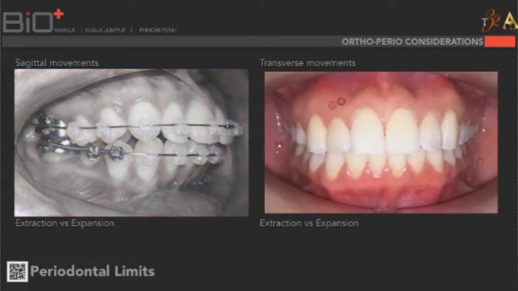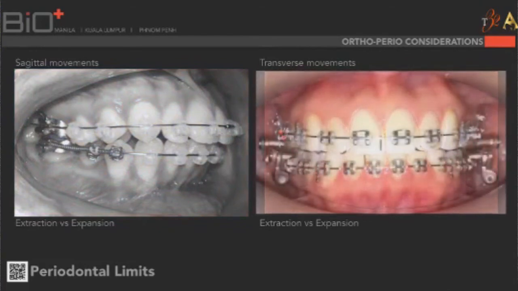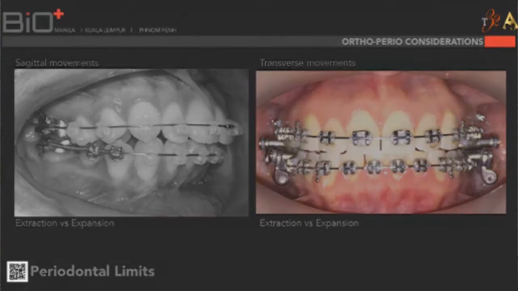Here, okay? So when I move the teeth buccally, see now it occupies that whole bone area on the side. Okay, so we have to check if there's bone and if the bone or the periodontium could accept the movements that we want to apply. Okay?